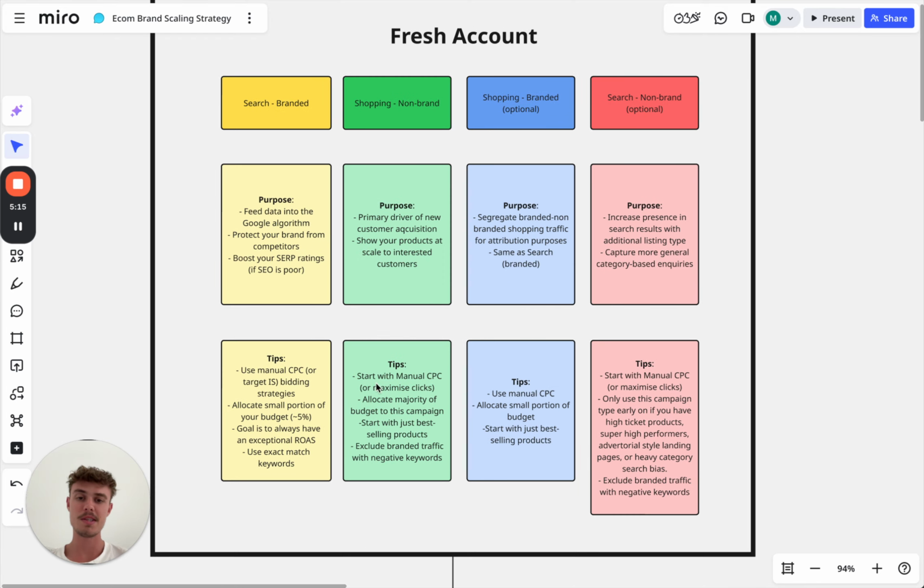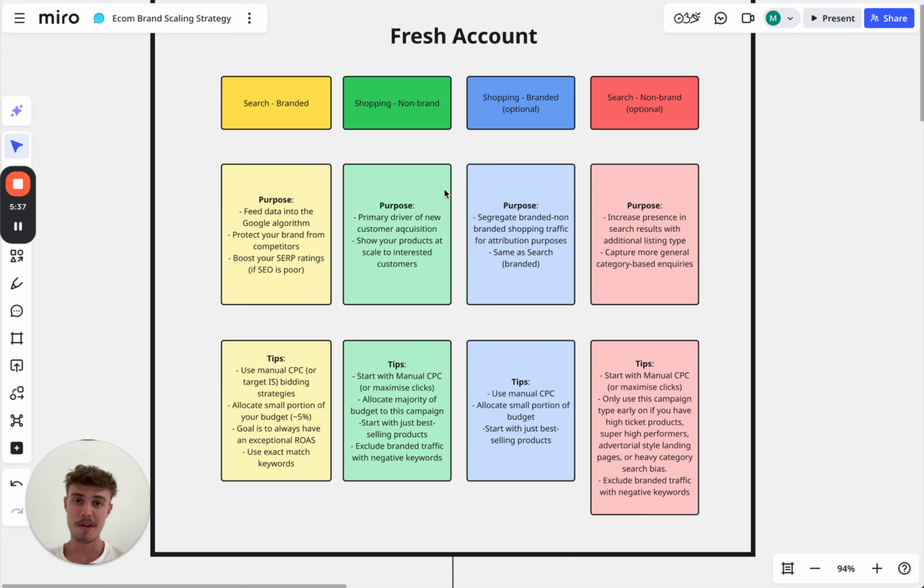Now, in a campaign like this, you want to be starting with manual CPC because you don't have any conversion data in the account yet. If you're a fresh account, you won't have any conversion data. So if you try to use a conversion-based bidding strategy like maximize conversions, maximize conversion value, what you'll find is you just won't really get much traction. It'll be really slow. You may get some results, but it's just not the best way to start.